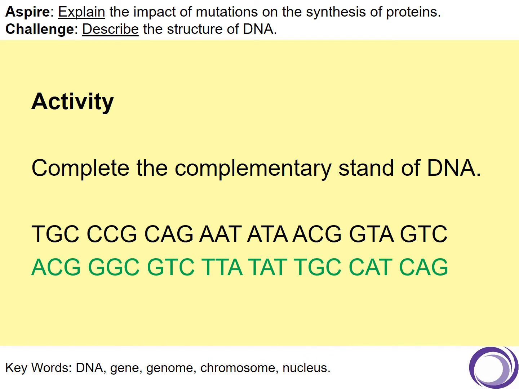The sixth amino acid, ACG, so you should have come up with TGC. The 7th amino acid, GTA, and you should have come up with CAT. And last but not least, the final amino acid, GTC, and you should have come up with CAG. Because A always pairs with T and C always pairs with G. So you've got a complementary strand of DNA. They're your base pairs, which would hold that DNA double helix together.